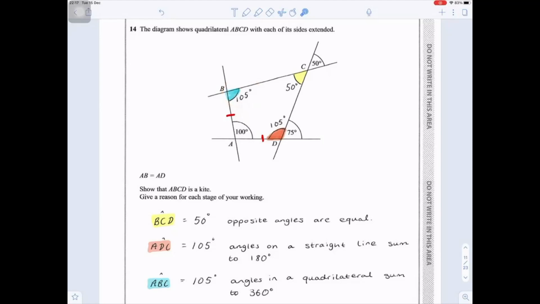And because that angle is 105, to show that it is a kite, two sides are the same length and two angles are the same. And that shows that it is a kite.